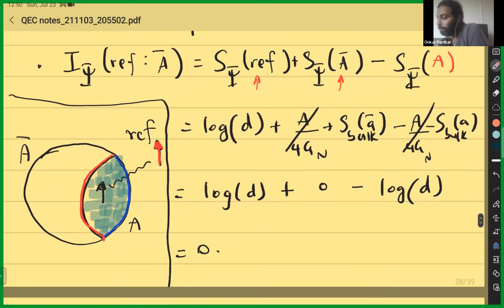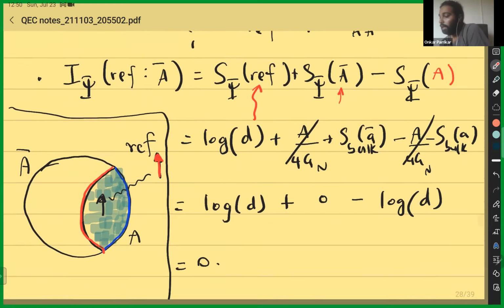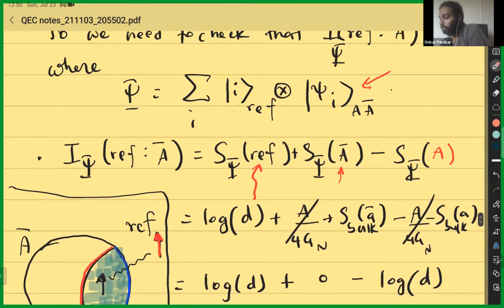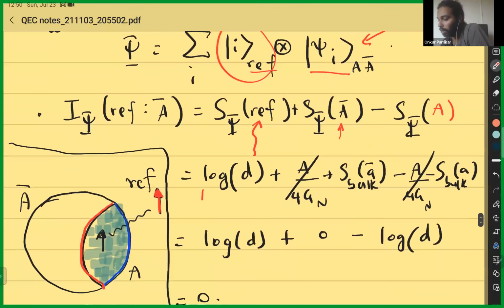Now, this quantity here, the entanglement entropy of the reference system, is just log D, because the state was maximally entangled between the reference and the physical Hilbert space, or the CFT Hilbert space. So the reduced density matrix on the reference part will just be maximally mixed. Therefore, its entanglement entropy will be log D.